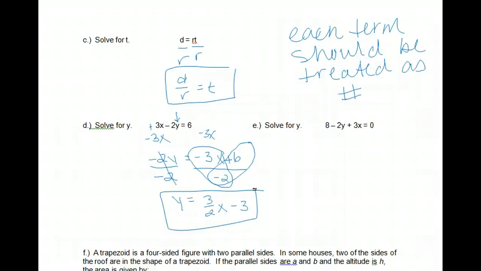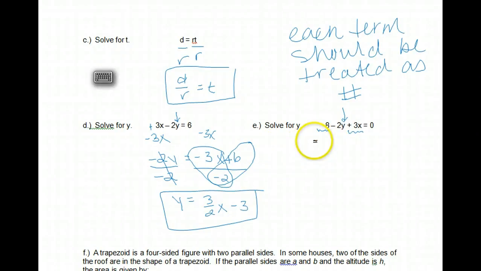Okay, at this point, you should be ready to check your answer for letter E. We are working to isolate y. You could approach this two different ways. You could have said, well, I am adding an 8 and a 3x to my term of negative 2y. And you could have chosen to subtract them from both sides.